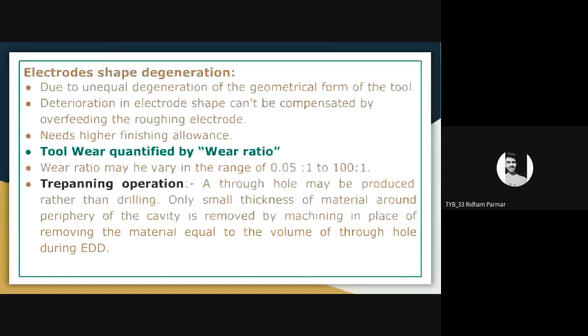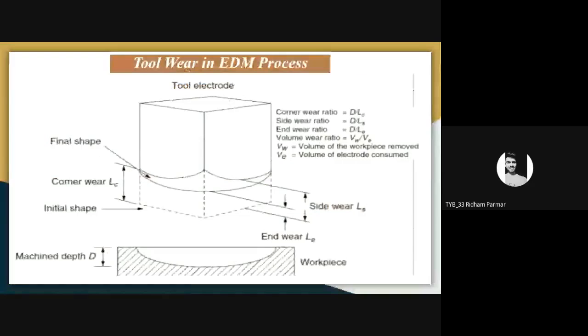Now I will come to the point. Tool wear means what? You can see this is your tool, and at the corner there is wear happening. If you consider this side, here you will get side wear. Whatever wear happens at the side is side wear. Then at the corner, the wear is called corner wear, and end wear.